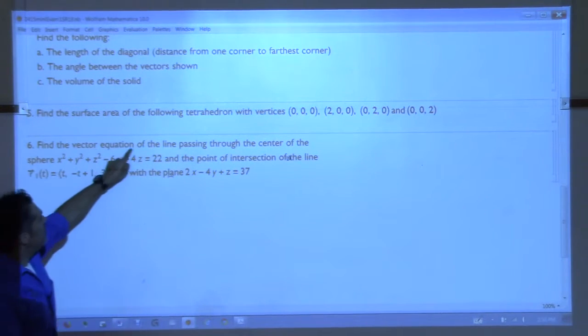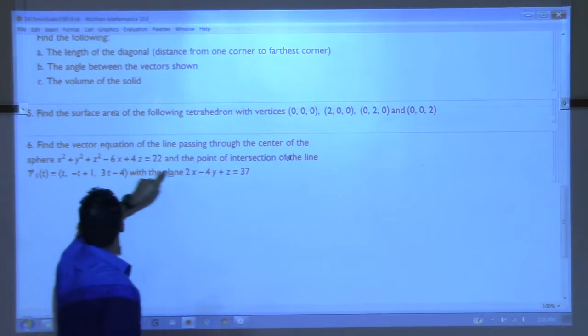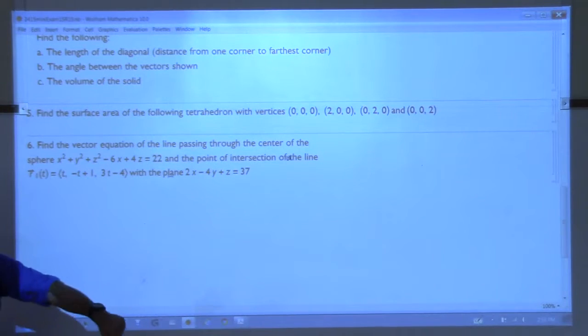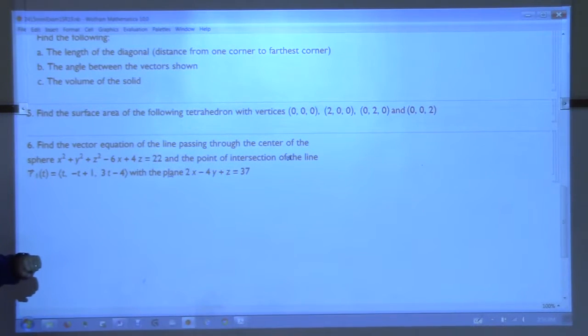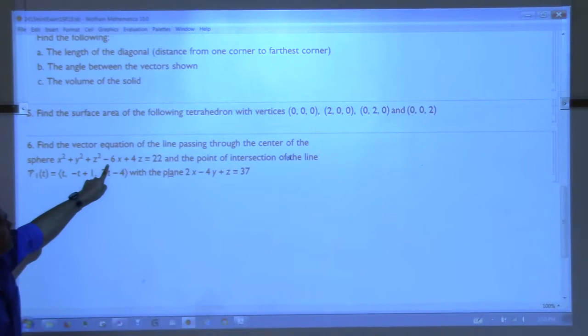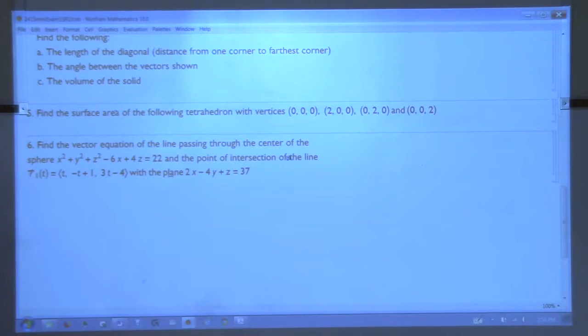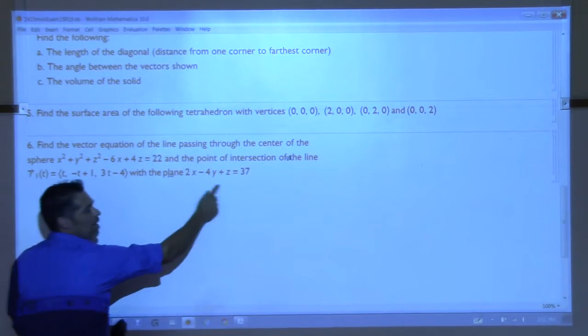Find the vector equation of the line that passes through the center of this sphere. So your line has to go through that sphere, through the center? Yes. So what is that going to give you if you can figure out the center of that sphere? It's a point on your line, like your R naught. Yes. And not only does this line have to pass through the center of that sphere, let me step back. Find the vector equation of the line passing through the center of the sphere and also through the point of intersection of this line with this plane.